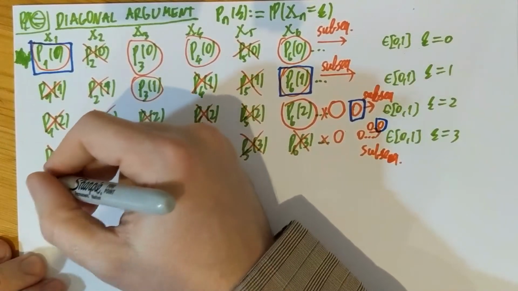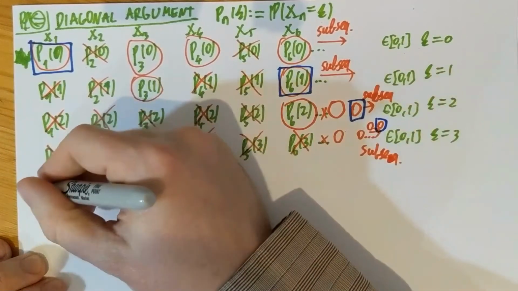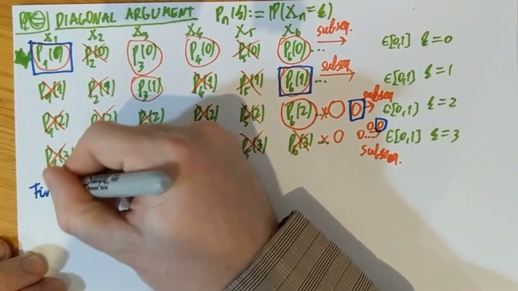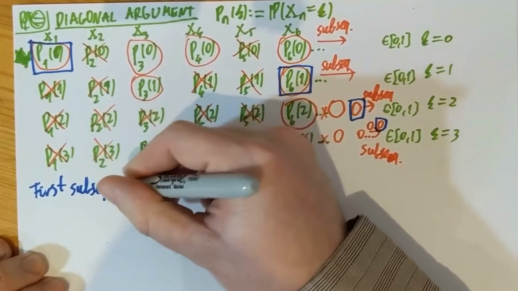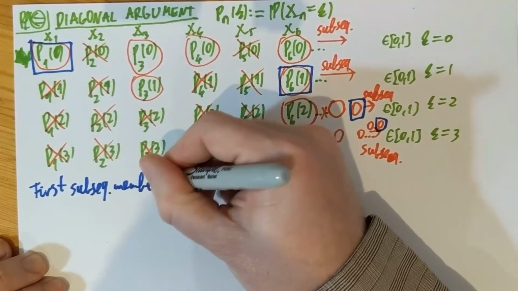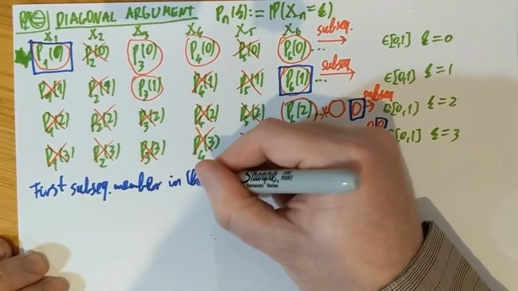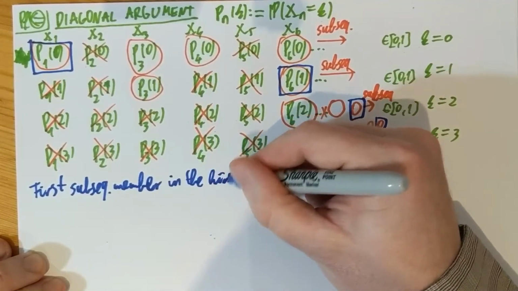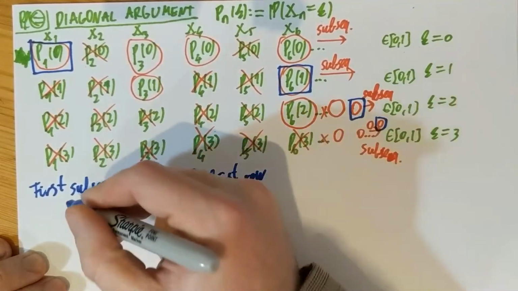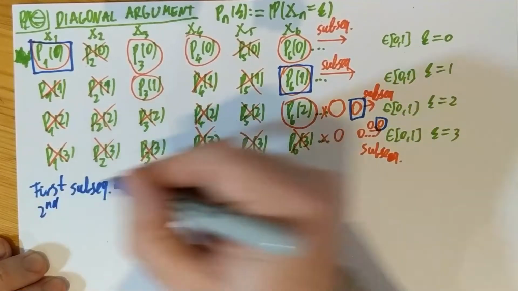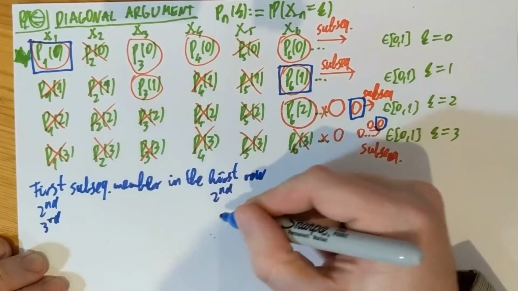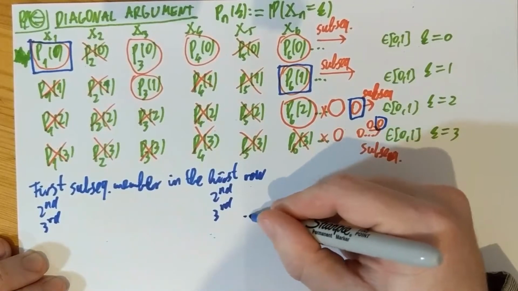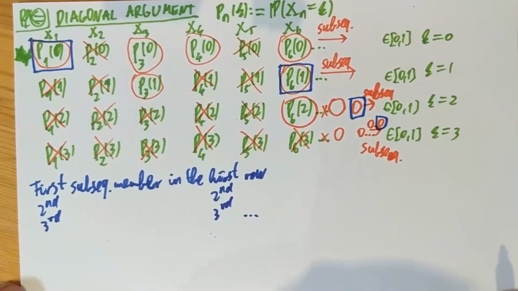So pick the first subsequence member in the first row, pick the second subsequence member in the second row, the third subsequence member in the third row, and so on and so on. Okay, that is going to be a subsequence.